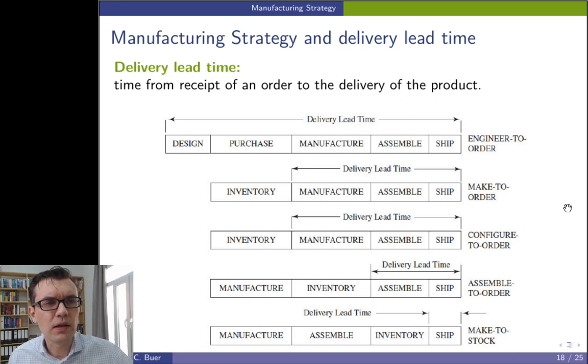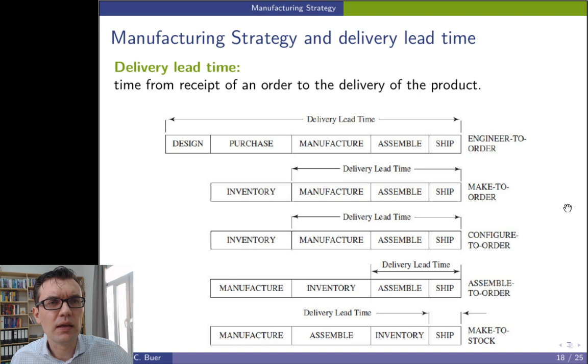You see that we have 5 strategies from top to bottom. It's written on the right: engineer to order, make to order, configure to order, assemble to order, and finally make to stock.